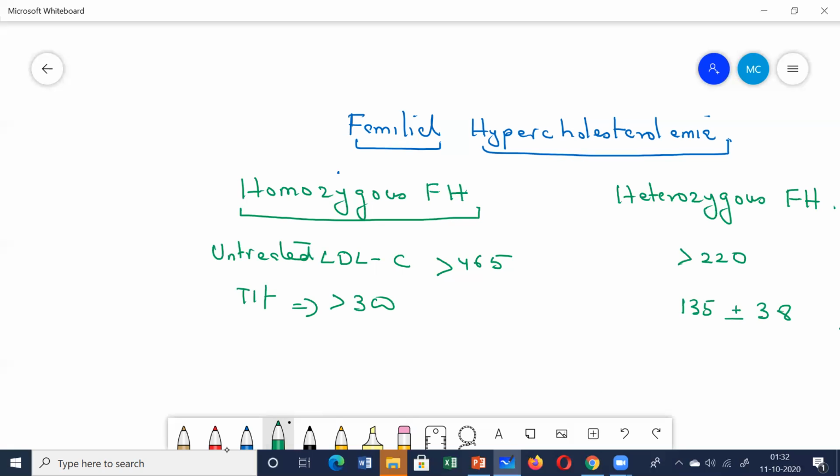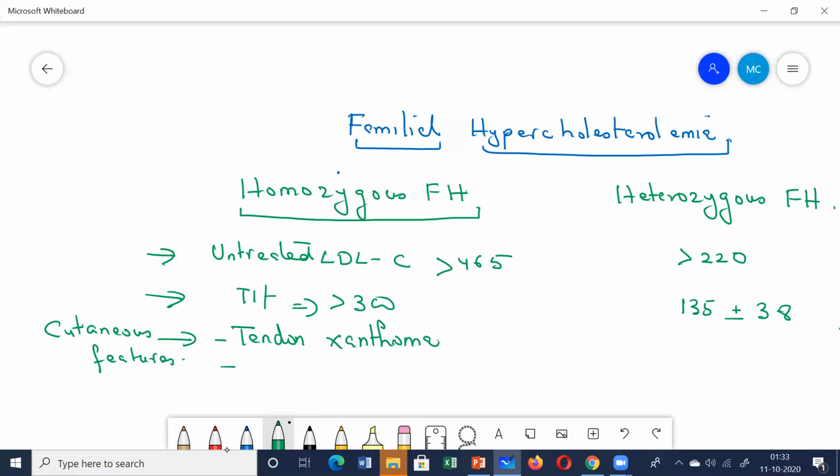And what features will you see when the patient comes to you? Apart from the LDL cholesterol levels, will you find any cutaneous features? Just by looking at the patient, you can understand that he might have homozygous familial hypercholesterolemia. There are going to be tendon xanthomas. You must have all seen a tendon xanthoma. Tendon xanthomas, then you can find xanthelasma.